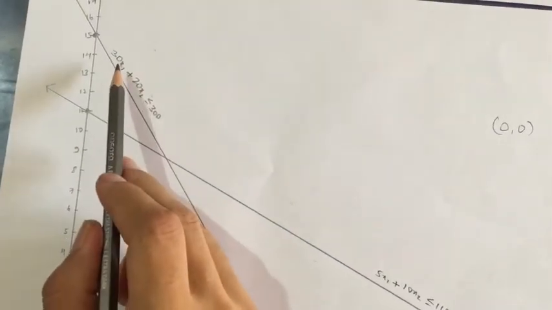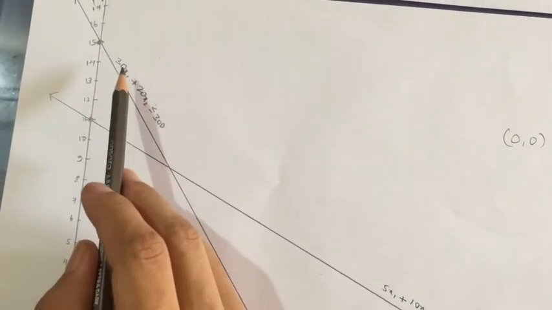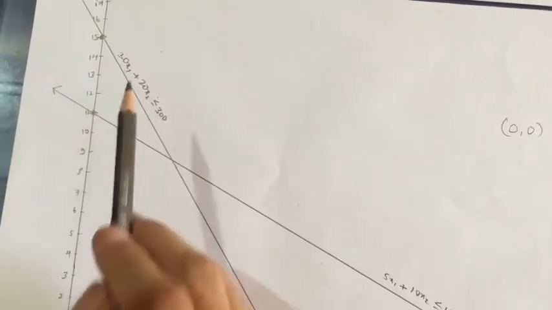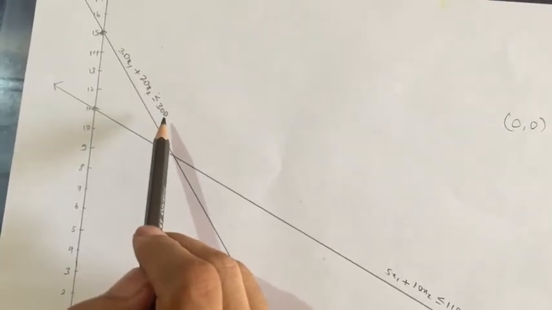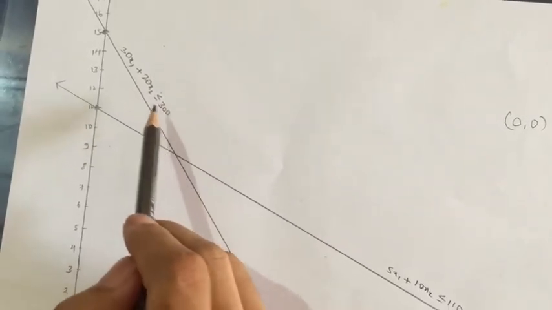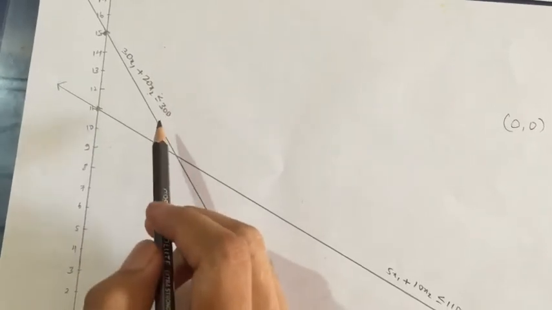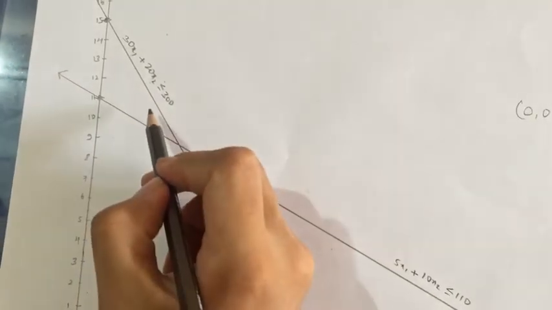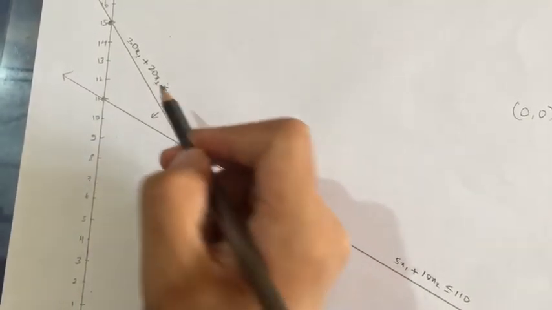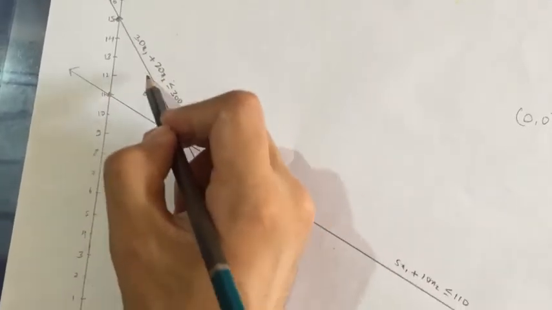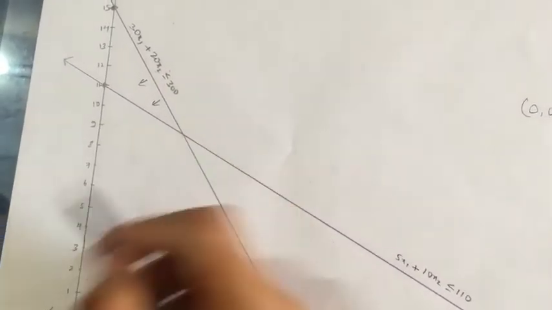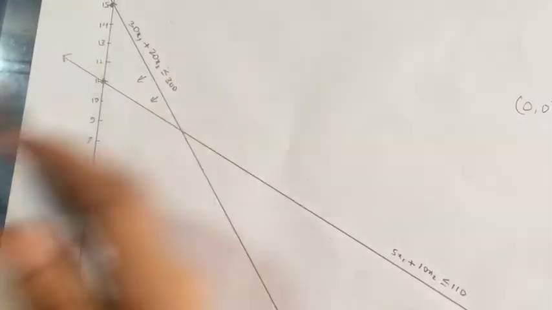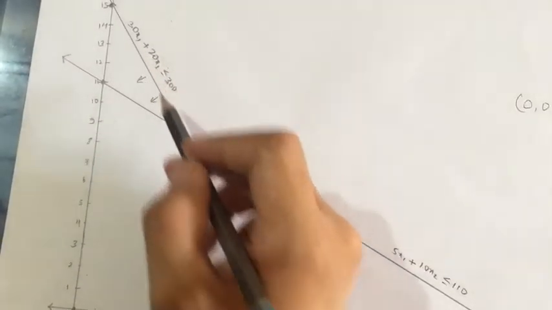So if we put in place of x1 0 and x2 0, what happens? 30 into 0 plus 20 into 0, so 0 plus 0 is again 0. So 0 is less than or equal to 300. Yes, 0 is less than 300, so the point 0 comma 0 satisfies it, and the region will be this side. So you have to shade this whole area. This line divides the whole plane into two parts, and this whole part will be the region for this line.